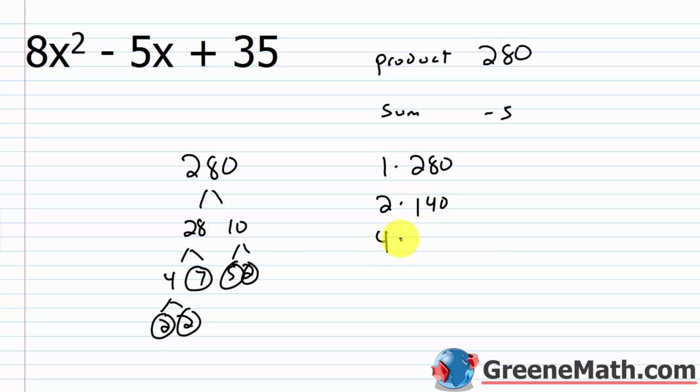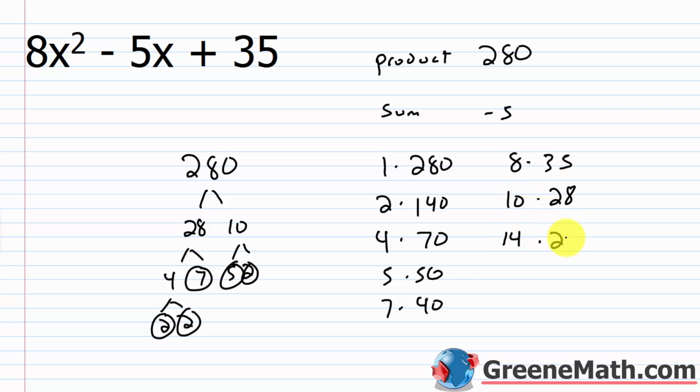We can have 4 times 70. We can have 5 times 56. We can have 7 times 40. We can have 8 times 35. You can obviously have 10 times 28. You can have 14 times 20. And that's pretty much going to be it.